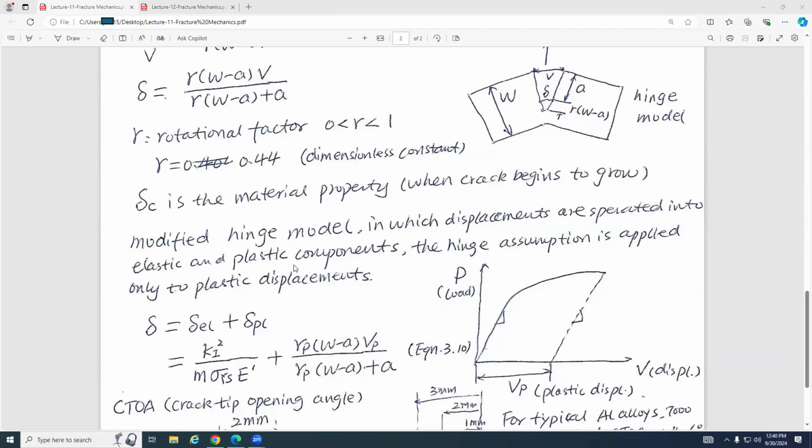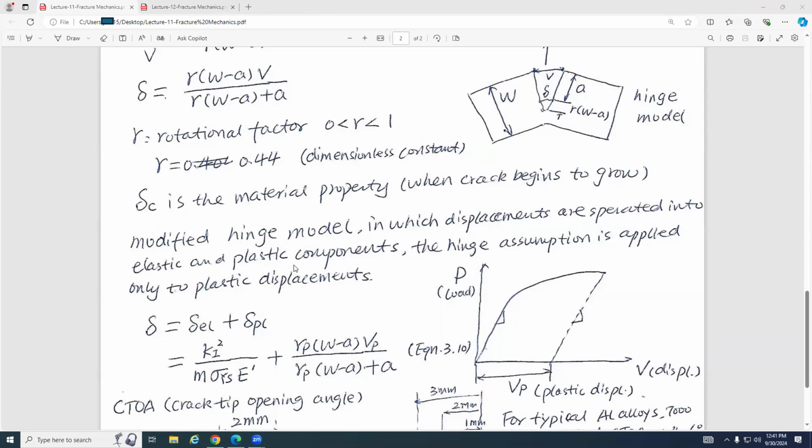You can see this is the curve, displacement and the load P. Ideally, as long as P increases, the displacement V will increase proportionally. You can see it is the same as stress-strain. This load P versus displacement V is similar to the stress versus strain curve. From here to here, it is linear. We have a linear slope.